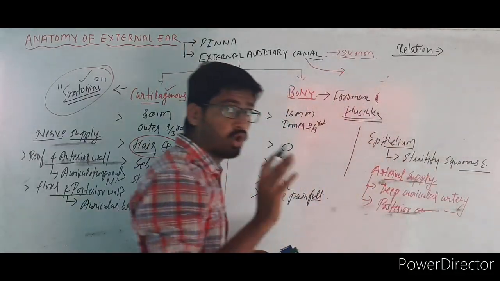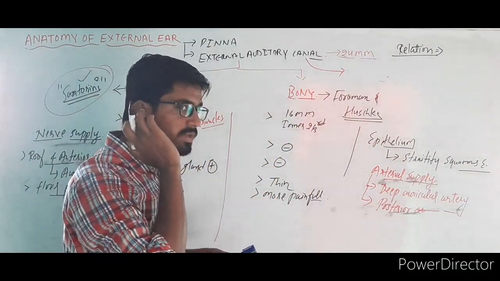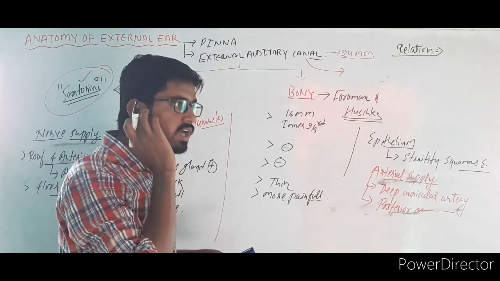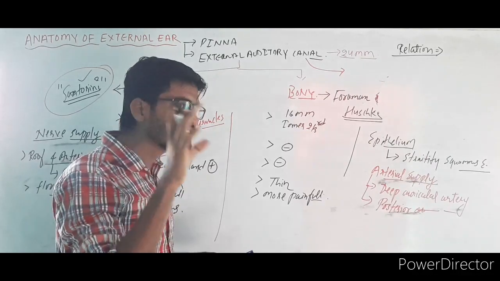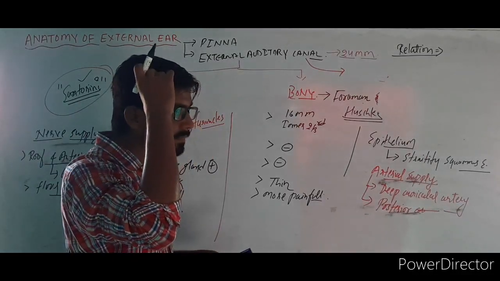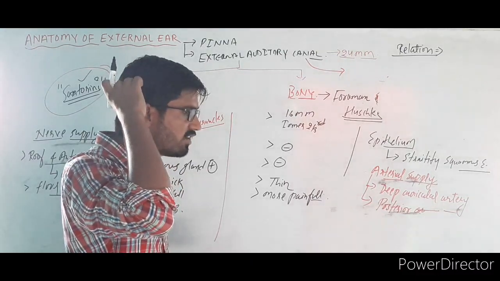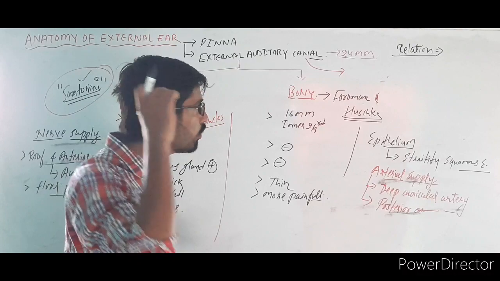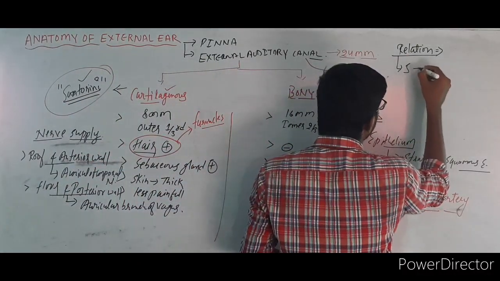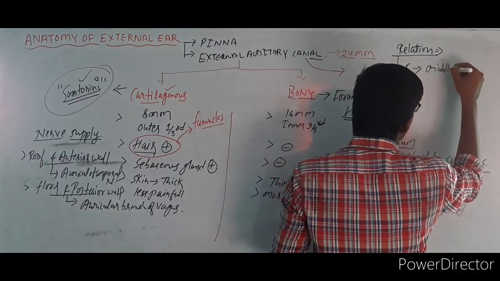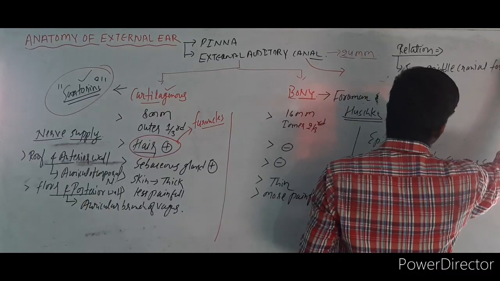Relations. Here the external auditory canal starts from here. If it is starting from here, then what is superiorly? This is the anterior cranial fossa, this is the middle cranial fossa, this is the posterior cranial fossa. So this is the middle cranial fossa, no? So superiorly, the middle cranial fossa, right?